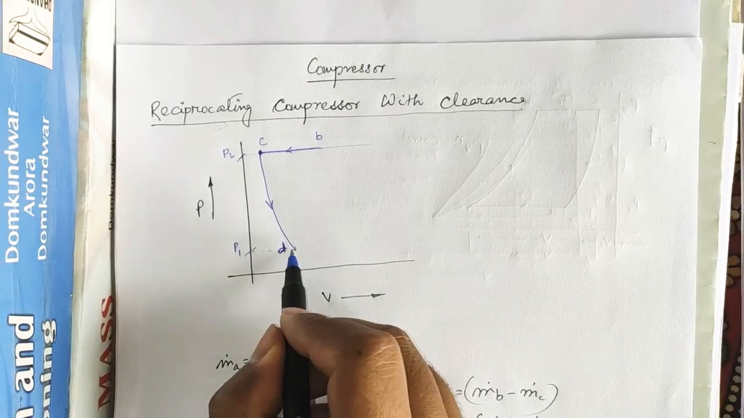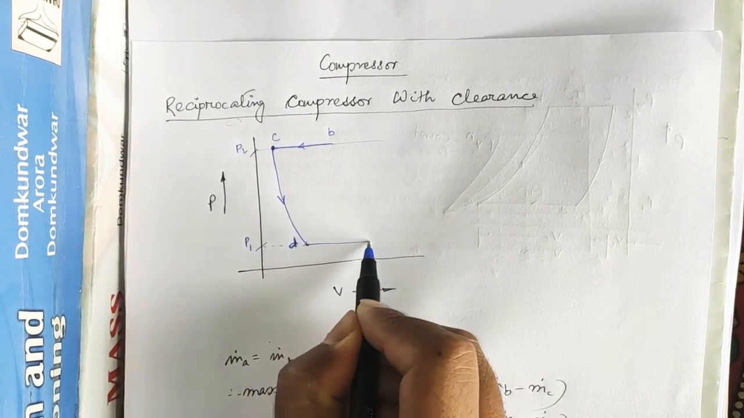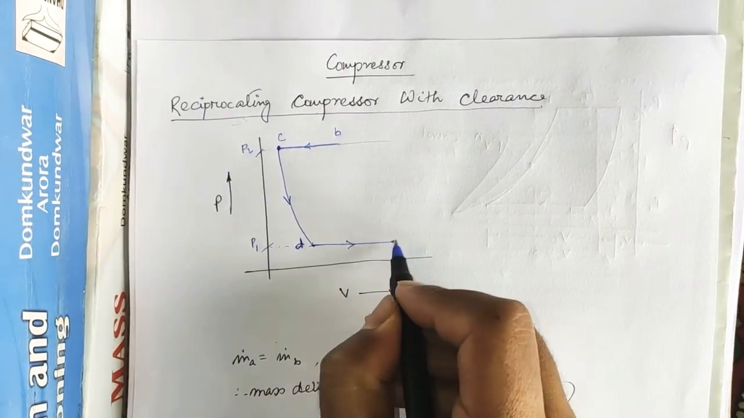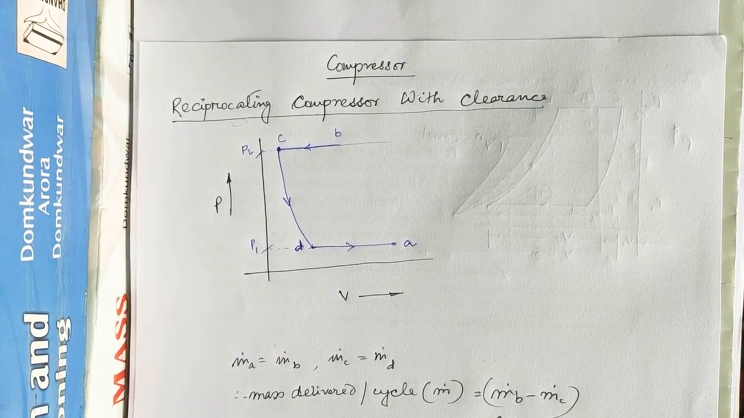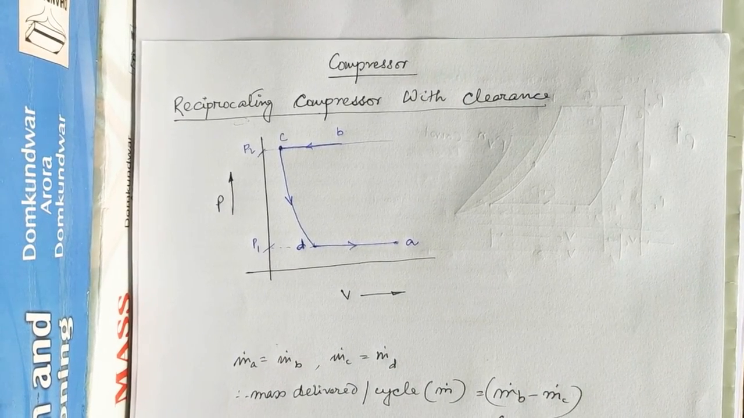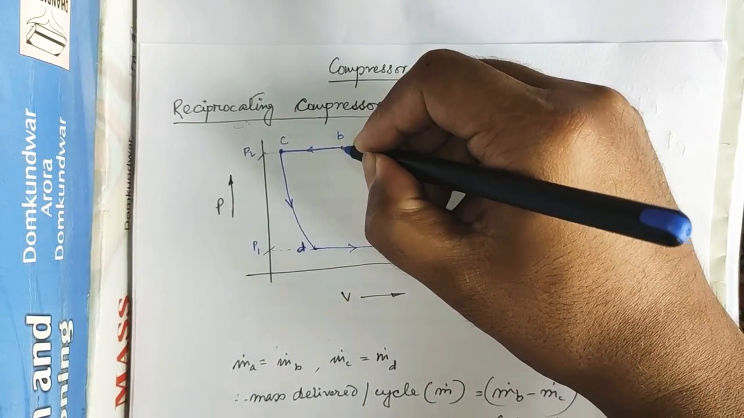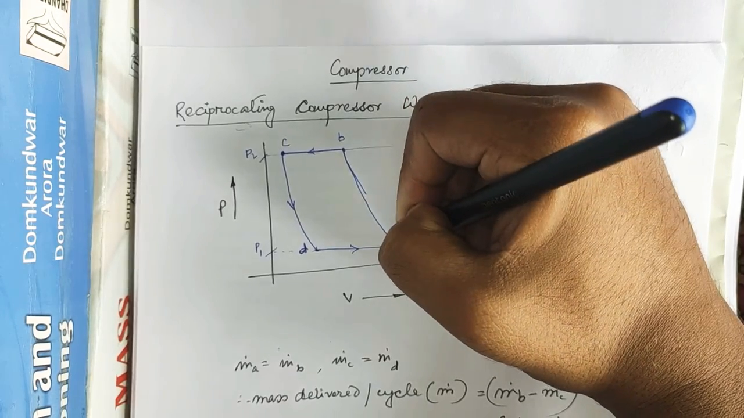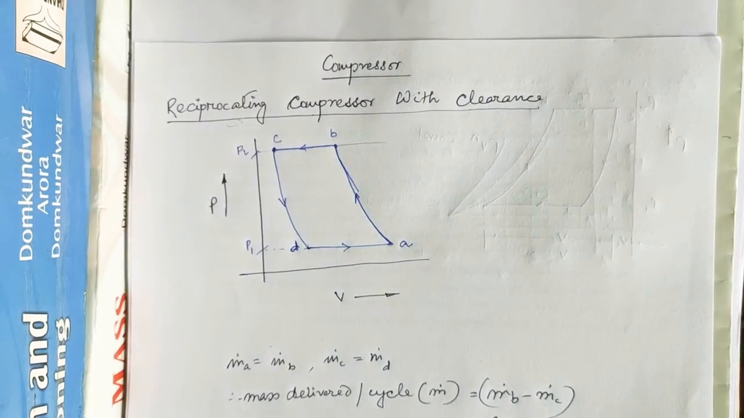Now this intake or suction stroke continues for the remaining period of the stroke until the piston reaches from the top dead center to the bottom dead center, that is, point A. Now again from point A to point B, there will be compression, which is polytropic in nature.